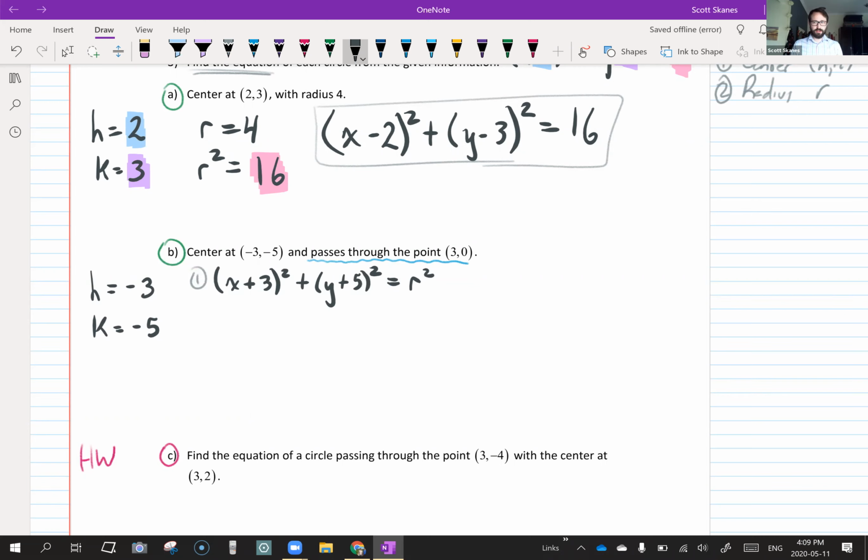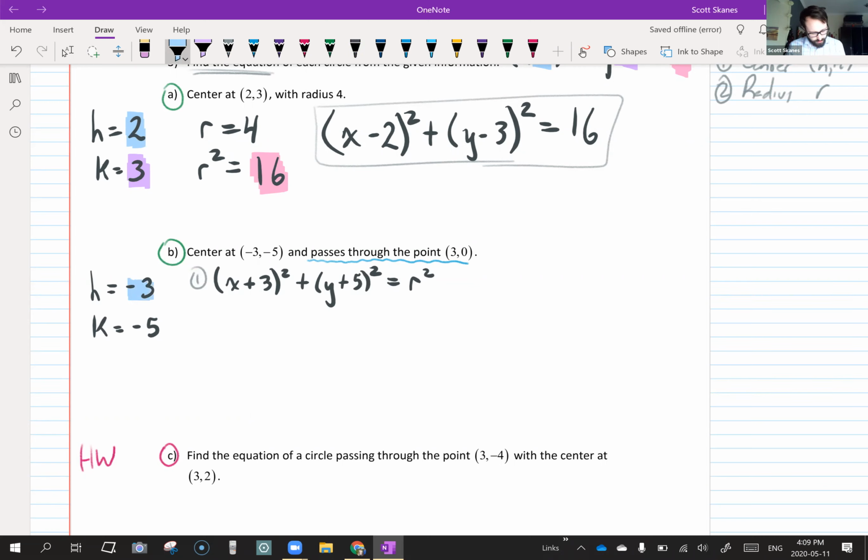So let me try to help you understand this as easily as I can. We have h, of course. We have k. We don't have r, or r squared for that matter. So we need r squared. How are we going to get it? r equals 3? No, but nice try, Ibrahim. We don't have r squared. What we do have is the point (3, 0).